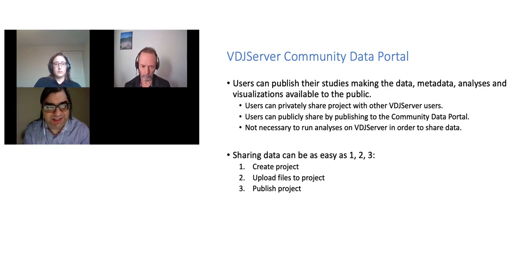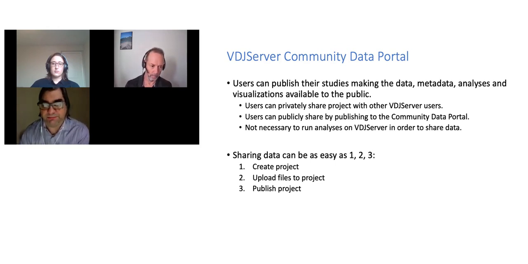So the sharing of data is very easy. It's a 3-step process. You create a project, which is what VDJServer uses as a sort of virtual container for files and analyses. They're all contained within a project. You upload your data files to that project, and then there's a button you push, and that will publish it and make it public. Then anybody would be able to query and download that data. Now that's a facility that VDJServer has had for a number of years.